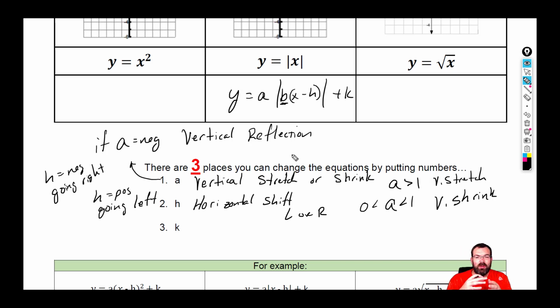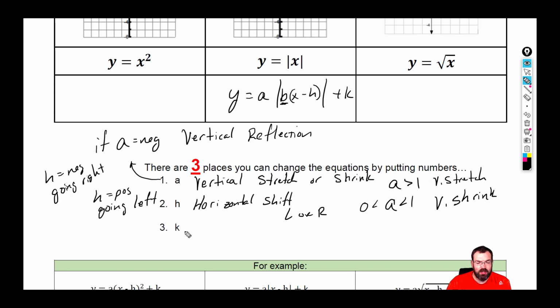Whenever you're doing something horizontally in these functions, it flips. So the value is opposite. Whatever the number is there, it's opposite of what it means. So if it's negative, instead of going left, usually negative is associated with left, we go right because we flip it out. Horizontal is always opposite.